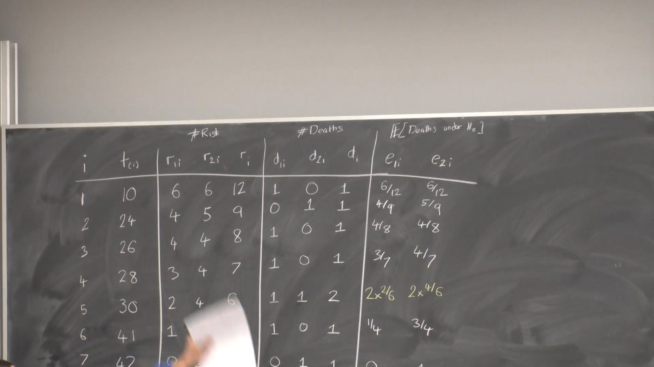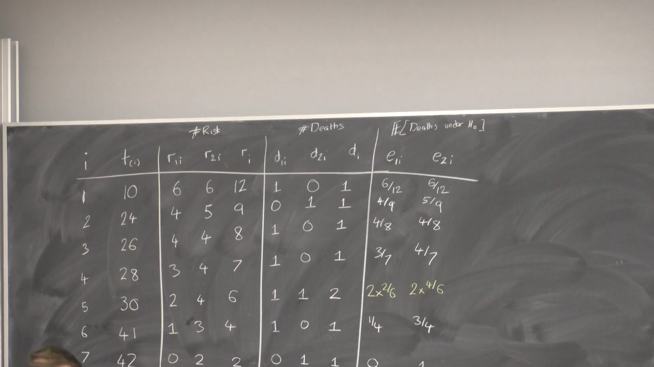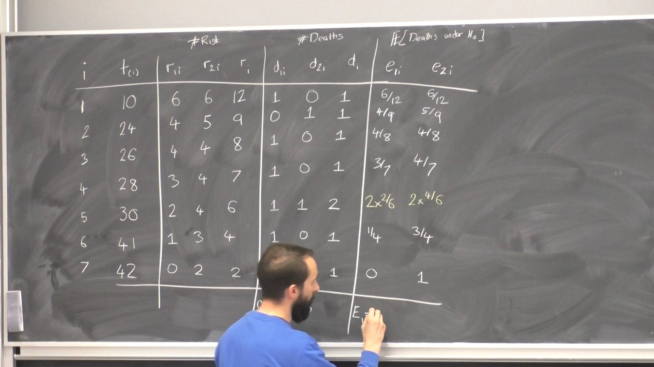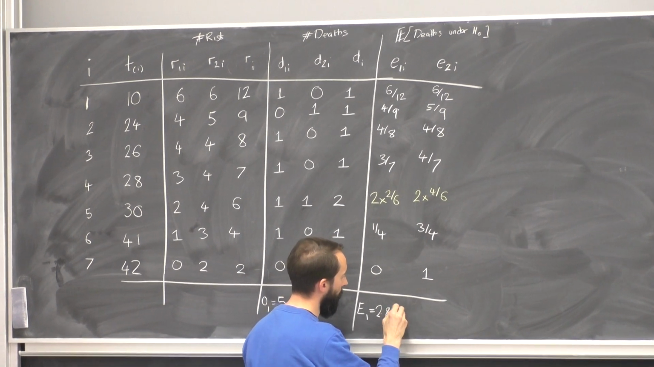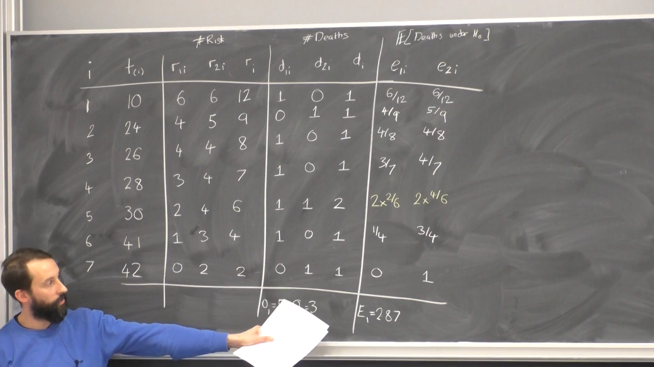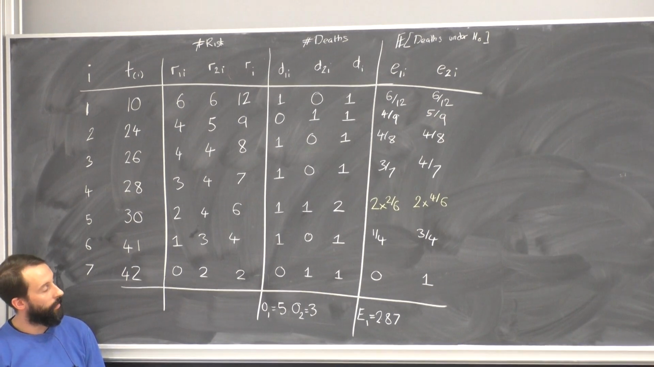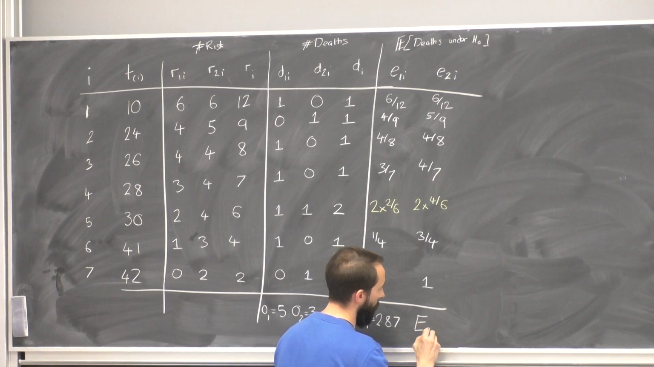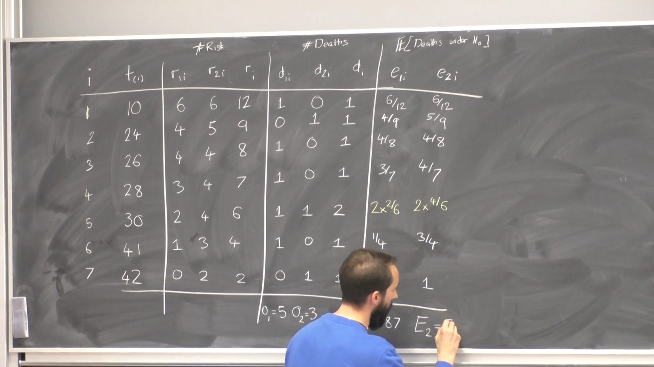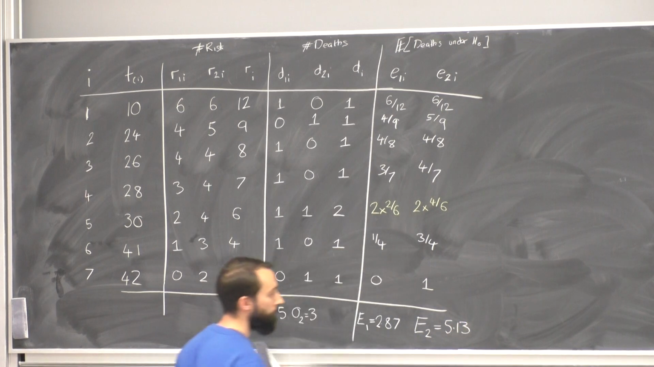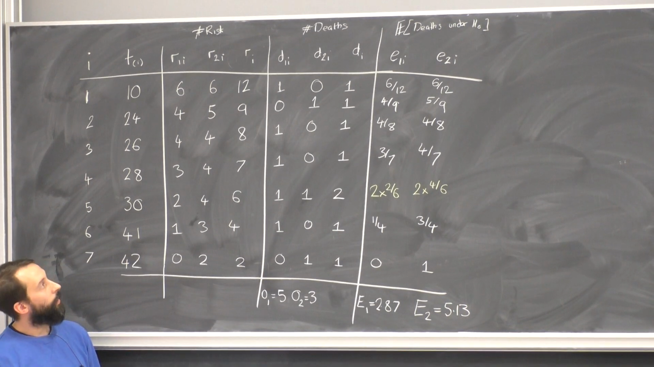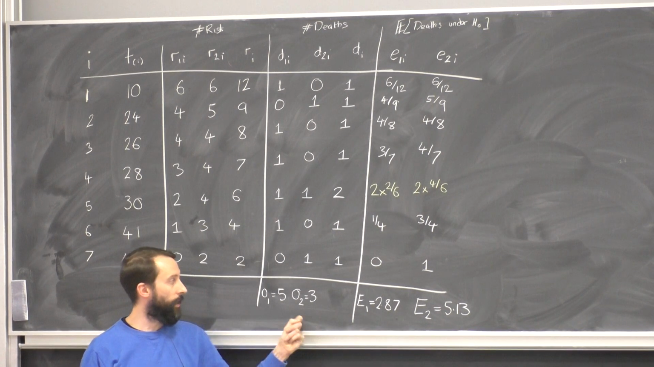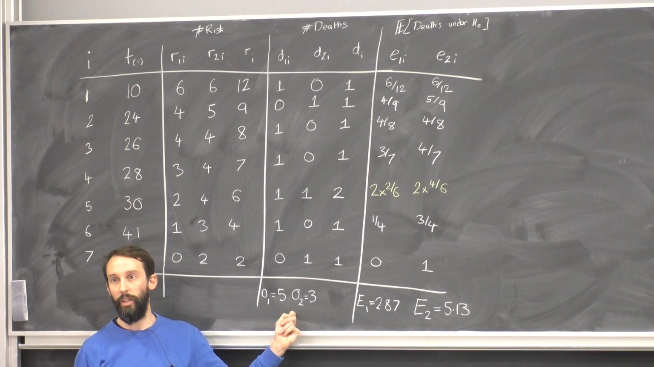Okay, so I can work out my expected number under my null hypothesis, and I get E1, which is 2.87. So if my null hypothesis were correct, I would have expected the number of deaths in group 1 to be 2.87 and the number of deaths in group 2 to be 5.13. Okay, so now what I'm going to use as my test statistic is I'm going to compare these numbers with these numbers and see how different they are.